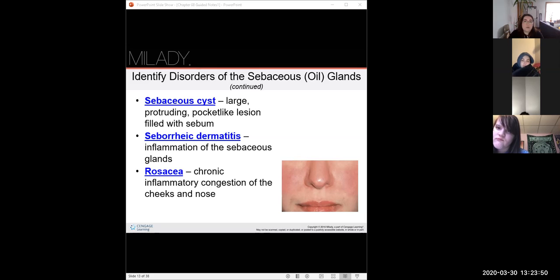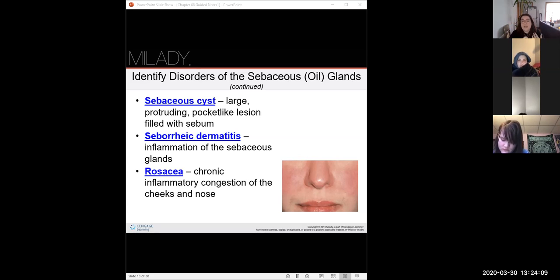Seborrheic, that's how that's pronounced, seborrheic dermatitis is the inflammation of the sebaceous glands. So that's like acne for your sebaceous glands, the inflammation. It's often like you have dry, oily skin, crusting, itchiness.